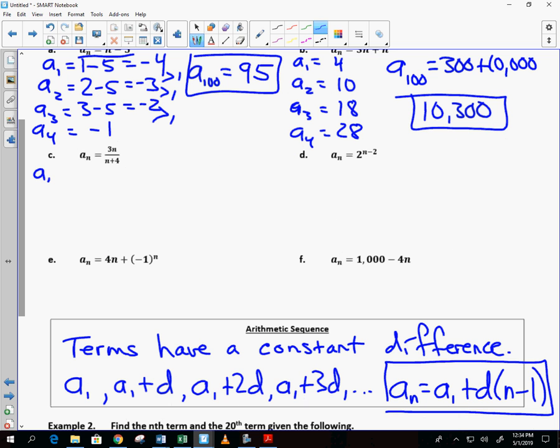A sub 1, a sub 2, a sub 3, a sub 4. If I plug in 1, what do you get? 3 over 5. If I plug in 2, what do you get? I get 1. If I plug in 3, what do I get? 9 over 7. Plug in 4, what do you get? 12 over 8, which is 3 halves.